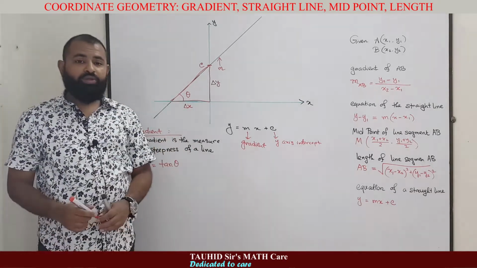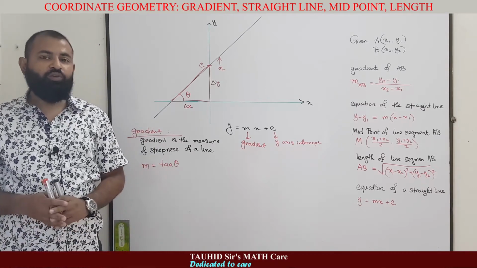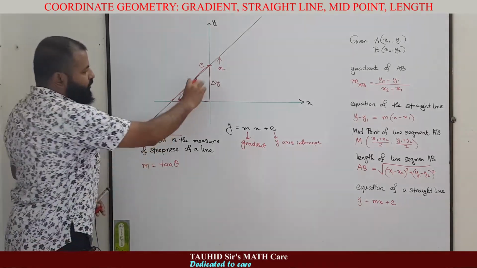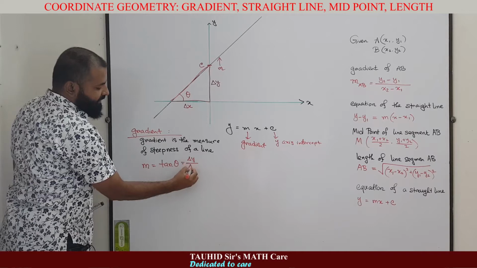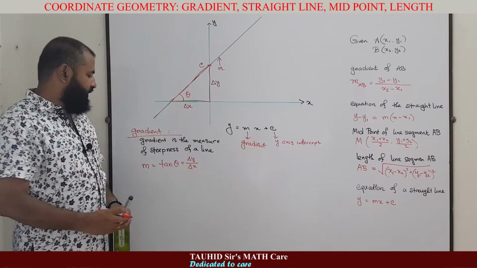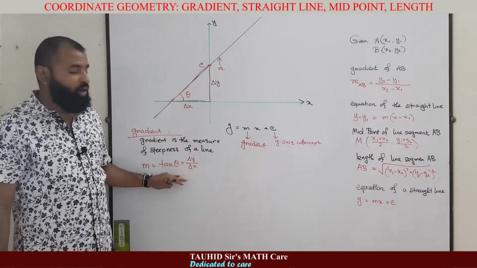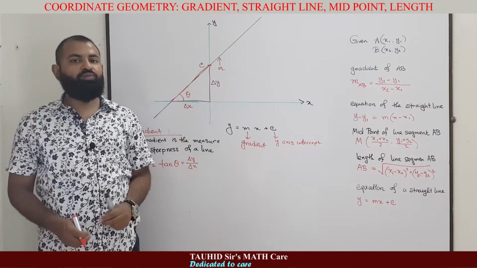And according to the definition of tan theta, what do you know? The definition of tan theta is opposite by adjacent. Here the opposite is delta y and the adjacent is delta x. So you can define gradient as tan theta or delta y by delta x from any segment of that line.